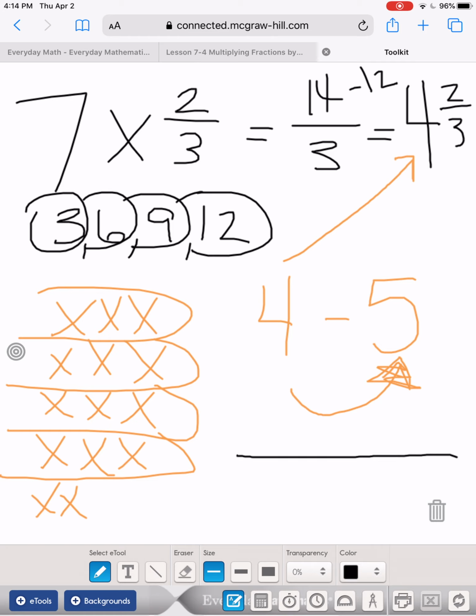So if I were to do a quick number line, okay, so if I was to do, let's say, 4 and 5, this would be the halfway mark. And I know that 2/3 is a little bit more than a half. So I might want to go ahead and plot it right there. So 4 2/3. So it's in between 4 and then the next counting number, which is 5.